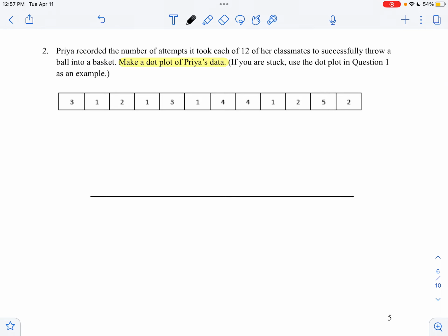We know that our dot plot needs to start with a number line that's labeled 1 through 5, because those are the numbers included in our data. I'm going to count how many 1s there were in Priya's responses. Looks like 4. That means I need 4 dots above the 1. I'm going to label my dot plot baskets made, because it says baskets successfully thrown. And you would repeat this process for 2, 3, and 4, putting the correct number of dots over each number.